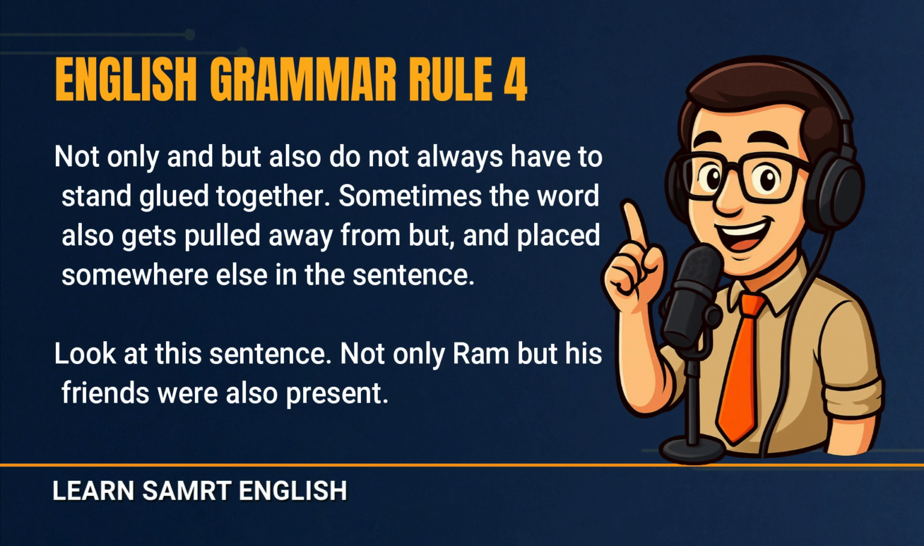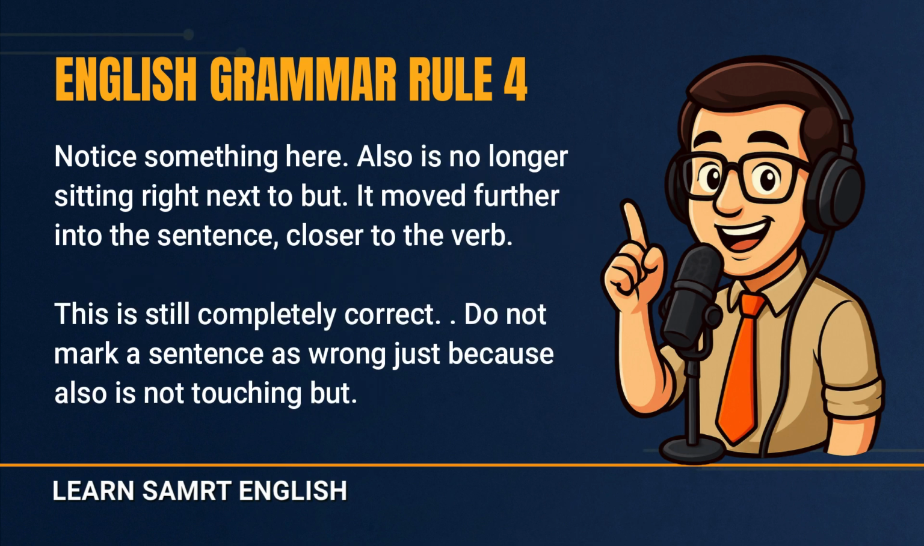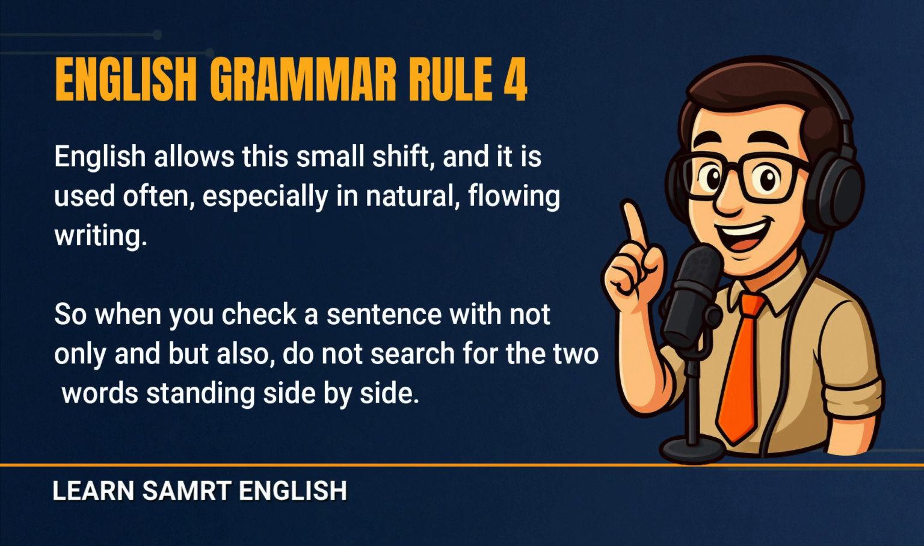Look at this sentence. Not only Ram but his friends were also present. Notice something here. Also is no longer sitting right next to but. It moved further into the sentence, closer to the verb. This is still completely correct. Do not mark a sentence as wrong just because also is not touching but. English allows this small shift, and it is used often, especially in natural, flowing writing.